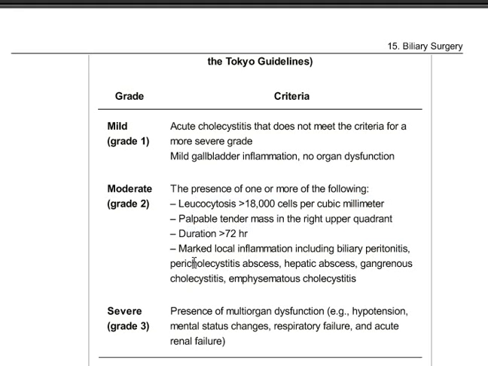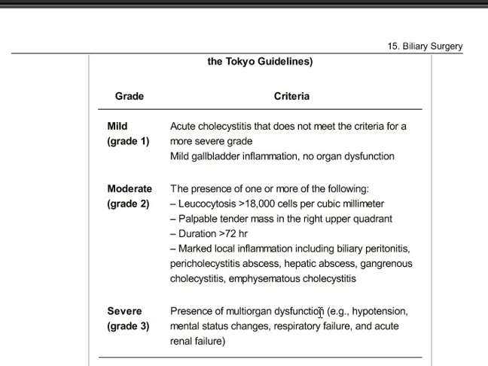Okay, if we have marked local inflammation, including biliary peritonitis, signs of peritonitis, or pericholecystic abscess, or gangrenous cholecystitis, or emphysematous cholecystitis, anything from these things can indicate moderate cholecystitis.